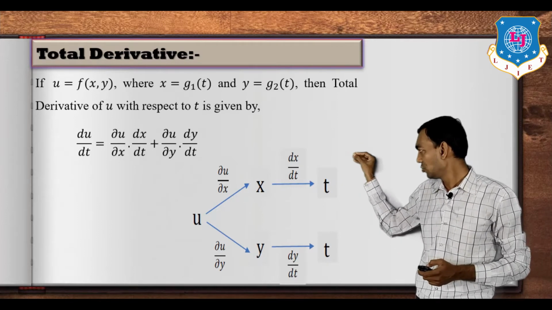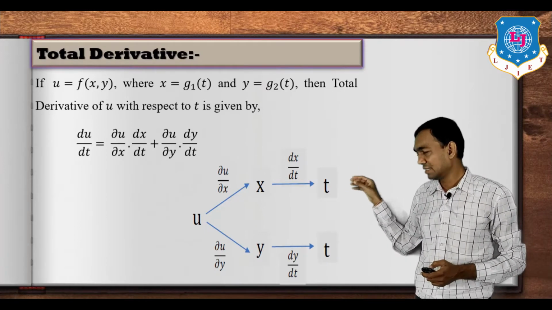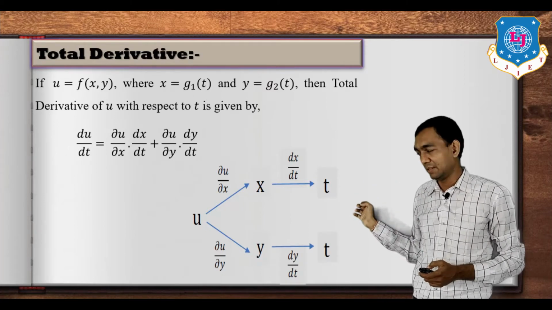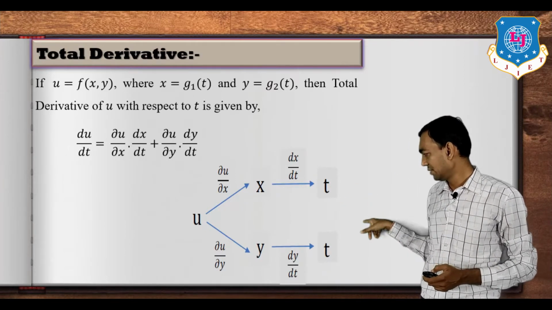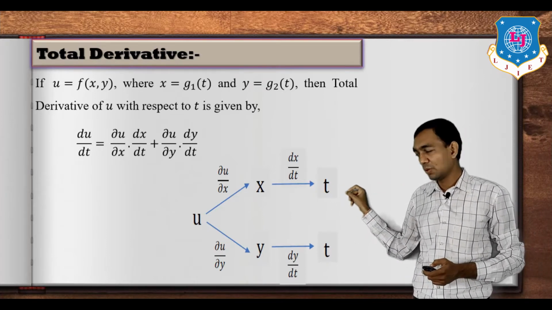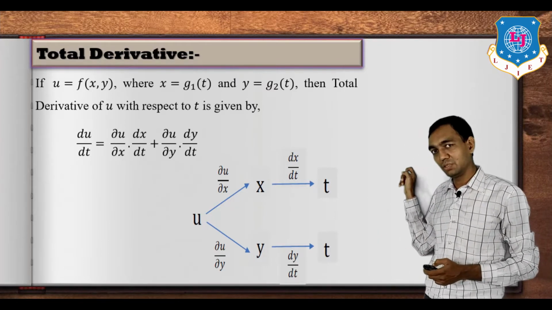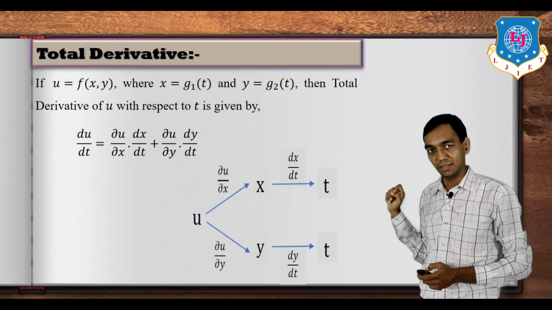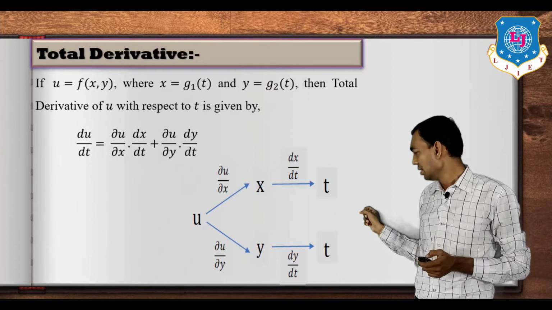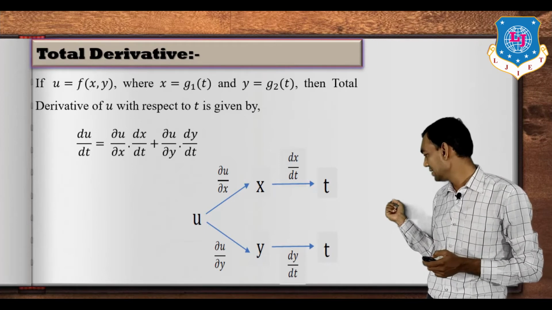And the derivative of u with respect to t, that is du by dt, is defined as del u by del x into dx by dt plus del u by del y into dy by dt. Why? See, u is a function of x and y, x is a function of t, y is a function of t. That means if you go from u to x, it is a partial derivative. But x to t is a one variable function, that's why it is a total derivative dx by dt. In the same manner u to y is a partial derivative because it is a multivariable function, and that will be del u by del y. But y to t is a one variable function, that's why it is dy by dt.